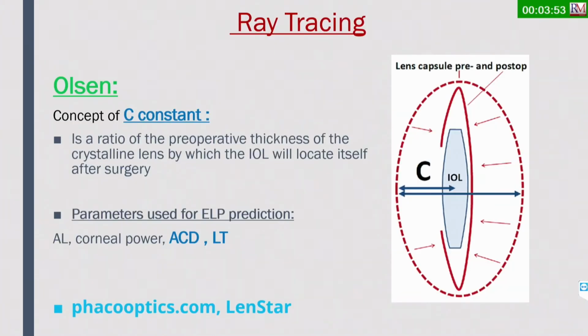And now for ray tracing, we have Olsen, and Olsen used a C constant, which is a ratio representing the preoperative thickness of the crystalline lens, by which the IOL will locate itself, how the IOL will centralize inside the capsular bag. And he took into consideration the anterior chamber depth and lens thickness. Olsen is present in Lenstar, not in IOLMaster. All the previous formulas are present in IOLMaster 500 and 700.